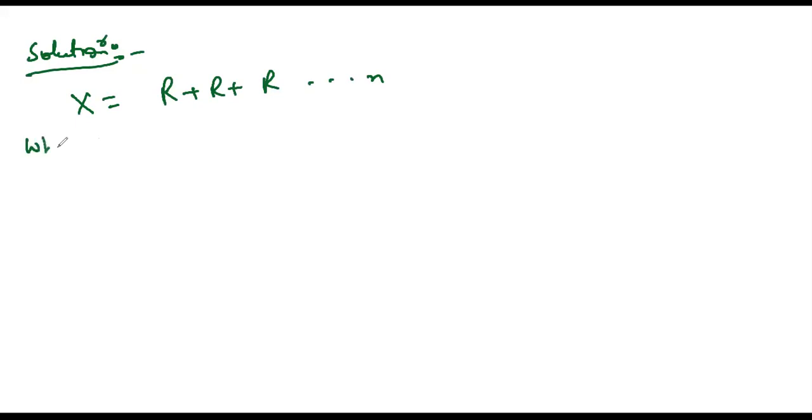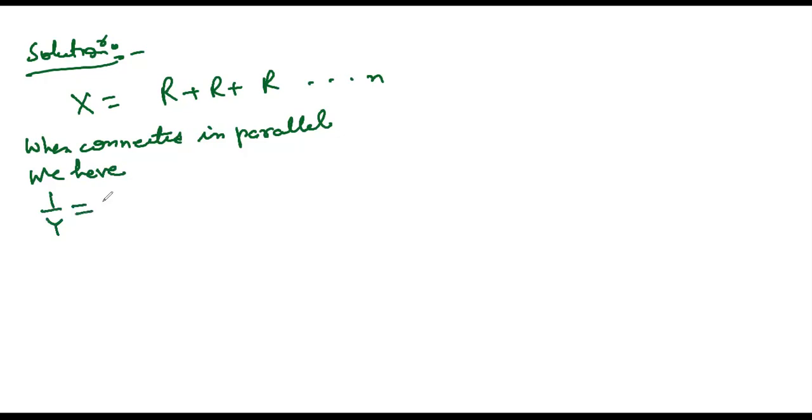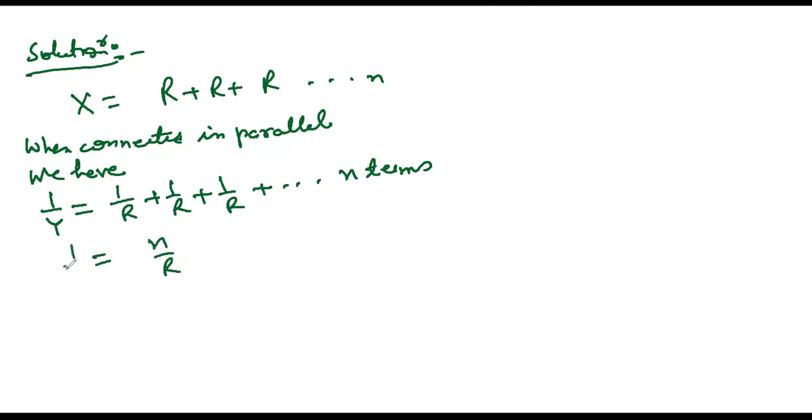When connected in parallel, we have 1 by R plus 1 by R, till n terms, this will become n by R. Therefore, Y is equal to R by n. This is the first equation. This one is the second equation.